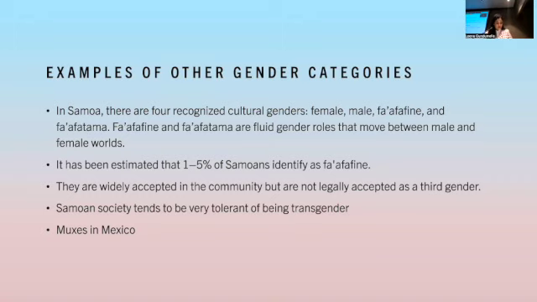Similarly, in Mexico, in the Zapotec group, there's a 3rd gender called the Muxes. These are people born as male who exhibit typically female behavior and are considered a 3rd gender.